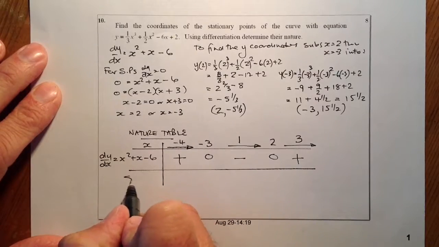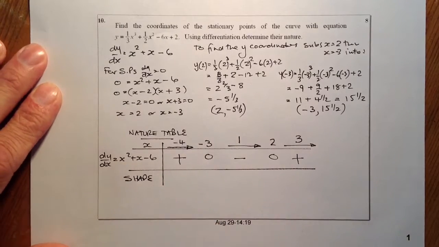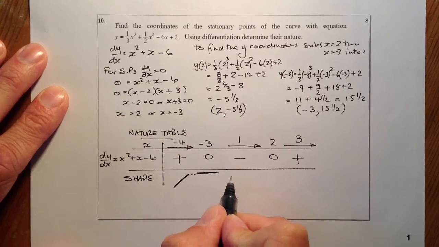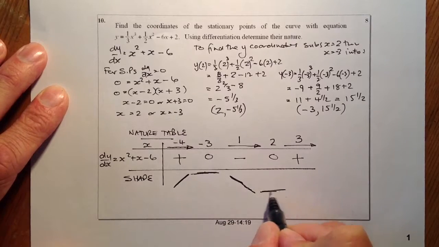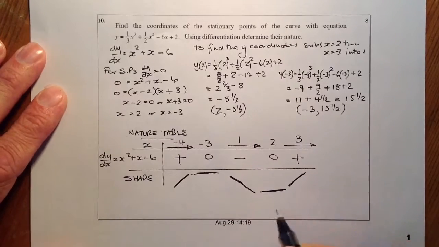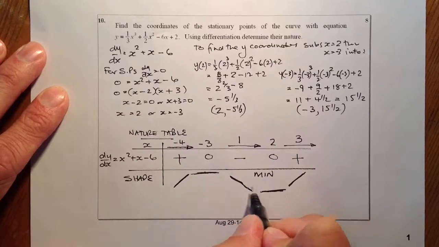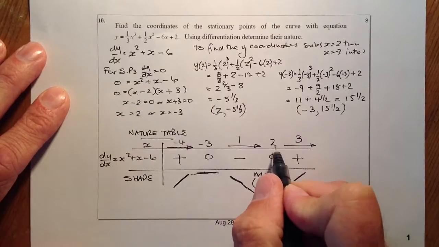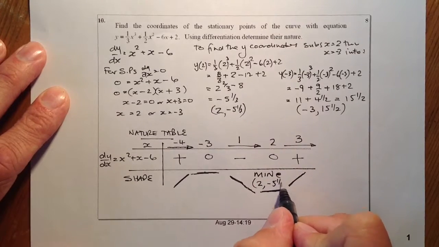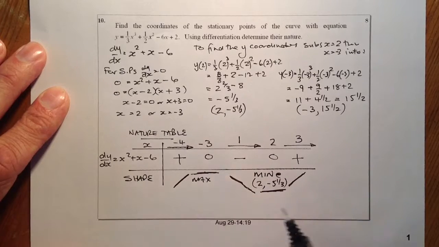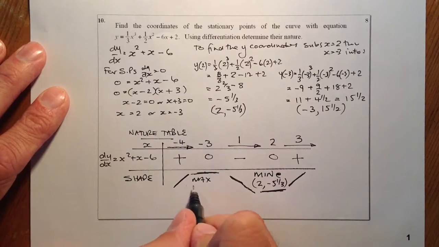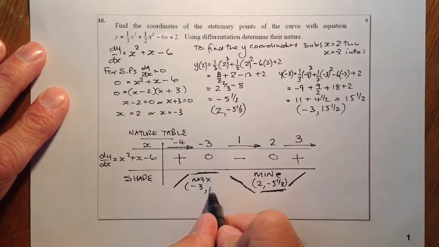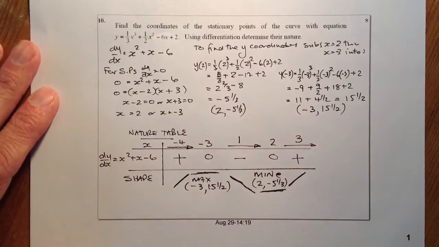Right, so what I can say is that the shape of the graph, or the nature of the graph, is going to be positive here, flat at this part here, negative going down this way, flat and positive there. So I can see that this is a minimum at the point where I've got 2, and it's 2, minus 5 1/3. And here that's a maximum because it's turning at the top, okay? And that's going to be where x is -3 and the associated y coordinate is 15.5 there.